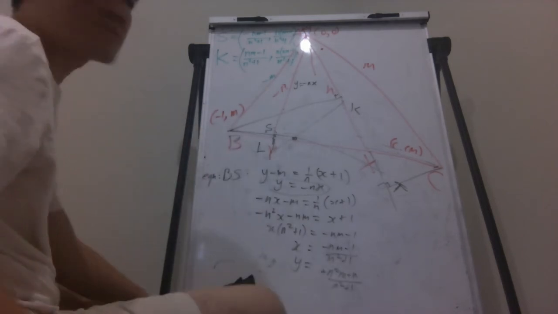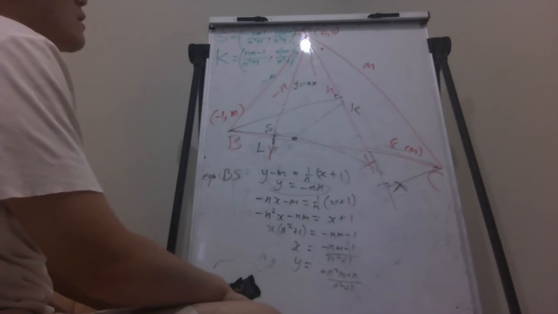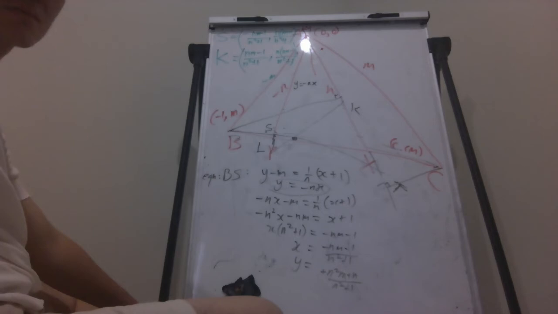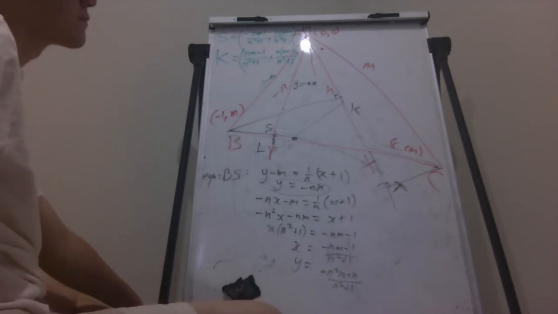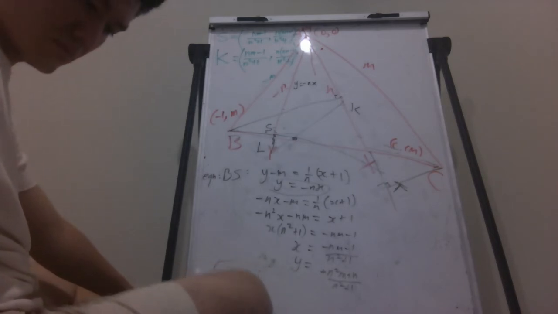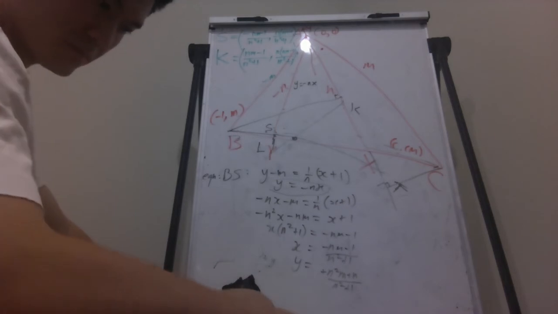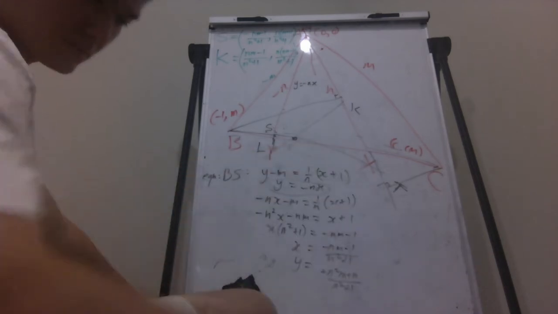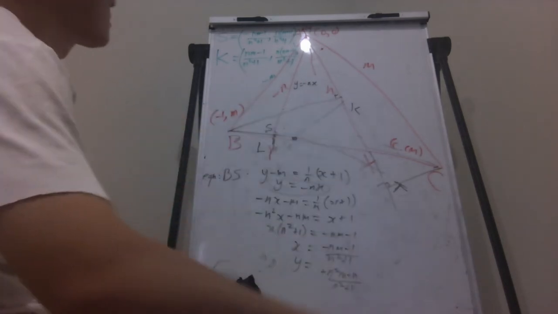Does that make sense? Oh, because that's just on n, so just place a minus. Does that make sense?